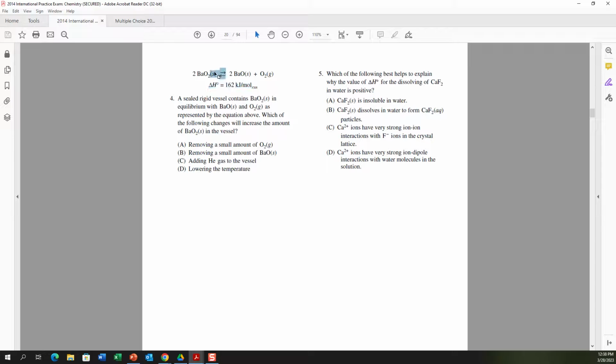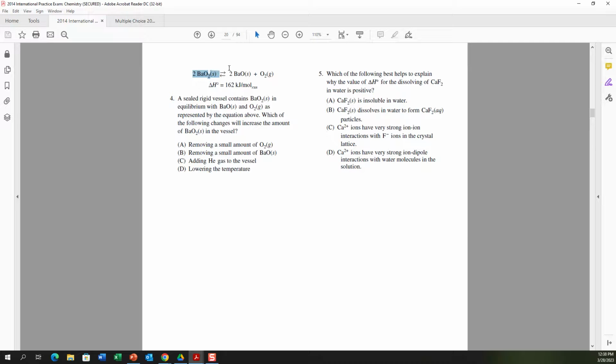Double arrow might be an equilibrium question. So a sealed rigid container contains all of these at equilibrium. Which of the following changes will increase the amount of BaO2? So we want to increase the amount of this. So which one of these things will cause a shift to the left?